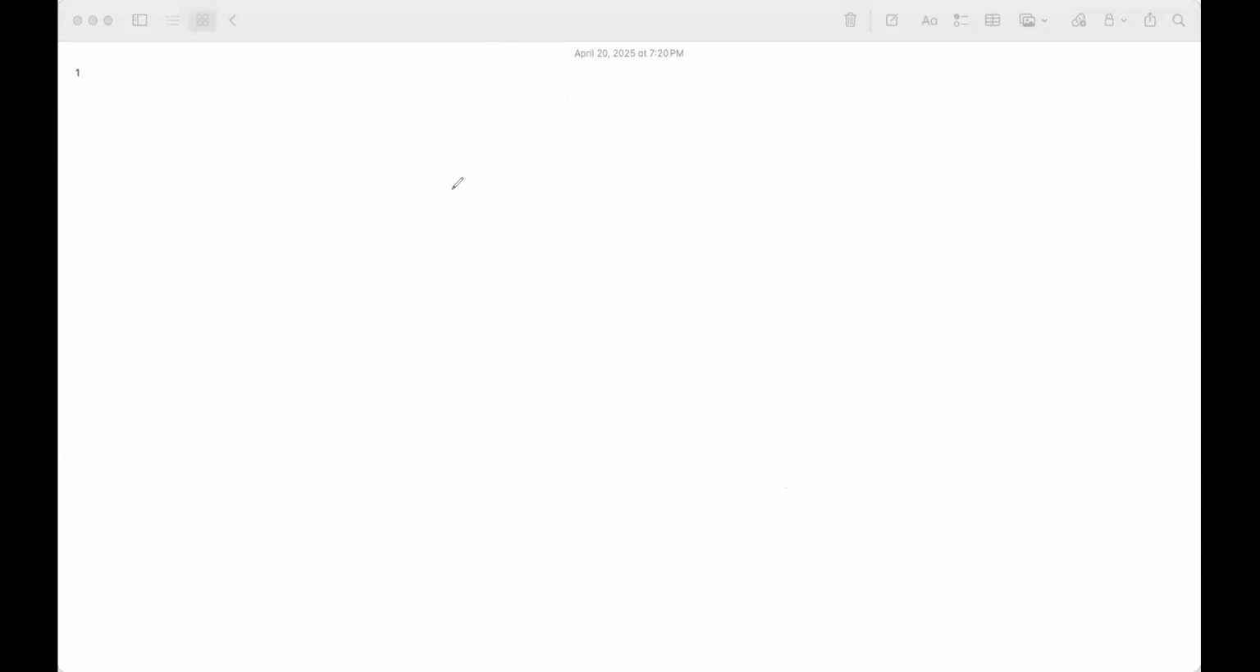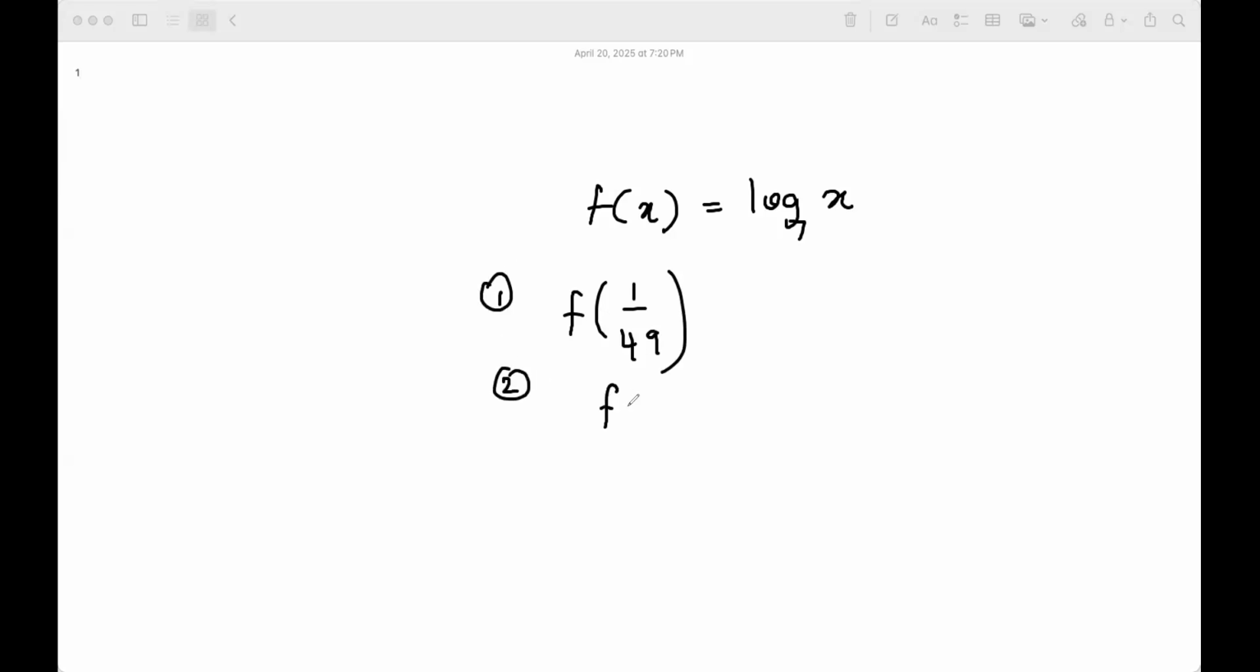Now let's try this one. f of x equal to log x base 7. Can you find out f of 1 by 49? Question number 1. Question number 2, can you find out f of root 7? Two questions, guys. With this, I'm going to move on to the next topic.